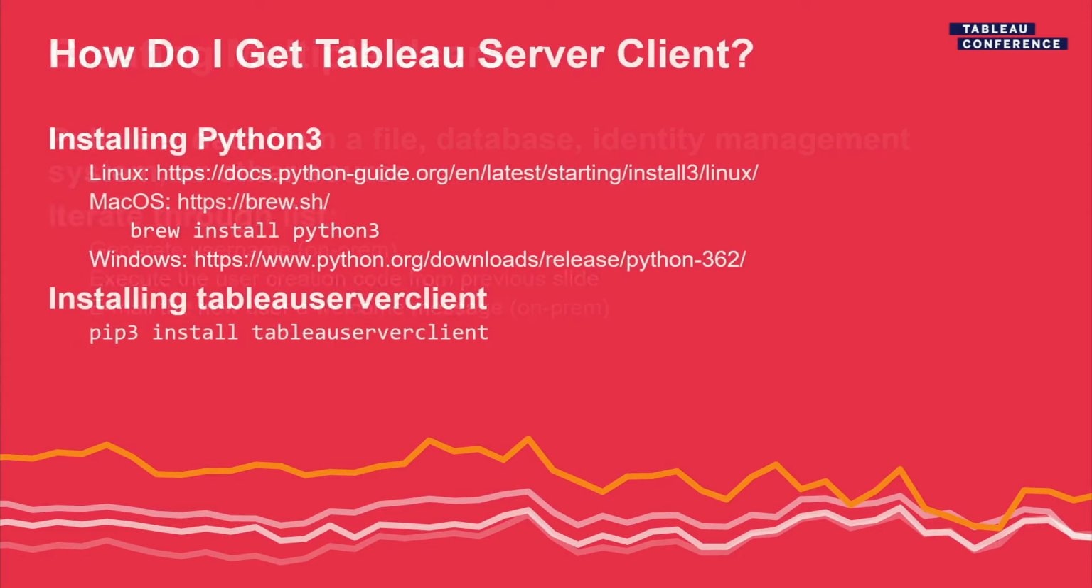So how do I get the Tableau Server client? The first step is to install Python. These links explain how to do so for Linux, Mac, and Windows. We then use pip to install the Tableau Server client. Pip is simply a package manager that comes bundled with Python itself. Now you're ready to go with Python and the Tableau Server client installed, and you can begin coding.